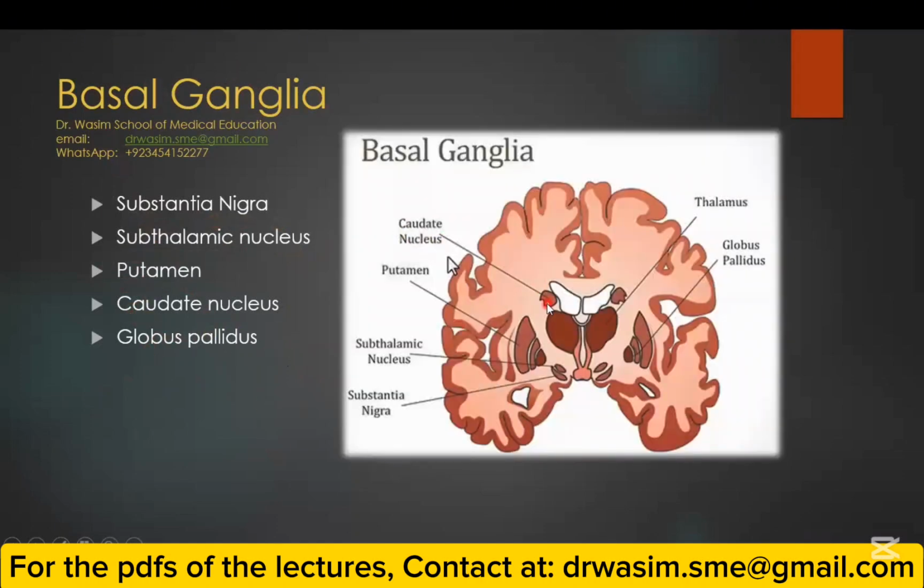So here we have the caudate nucleus. This is the caudate nucleus. This is the putamen. These are the globus pallidus externus and globus pallidus internus. This is the subthalamic nucleus, and this is the substantia nigra. So substantia nigra, subthalamic nucleus.